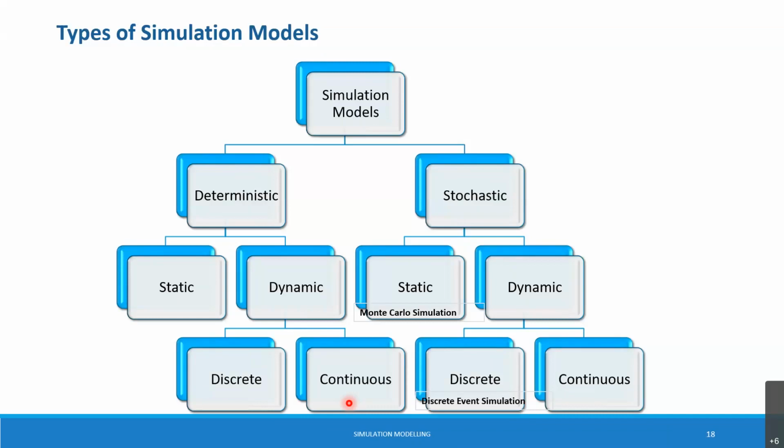And that's the other thing that I am going to talk about as part of this, for example, discrete event simulation. So for one particular event, how do you simulate the system.